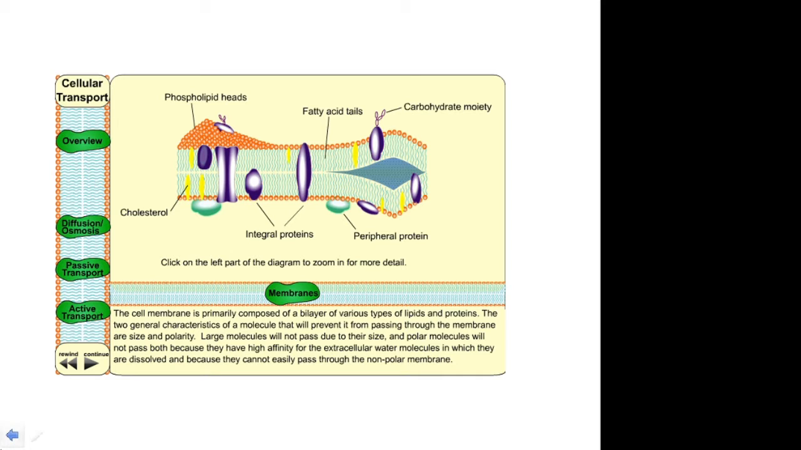This is the schematic diagram of a plasma membrane. The cell membrane is primarily composed of a bilayer of various types of lipids and proteins. The two general characteristics of a molecule that will prevent it from passing through the membrane are size and polarity. Large molecules will not pass due to their size, and polar molecules will not pass both because they have high affinity for the extracellular water molecules in which they are dissolved, and because they cannot easily pass through the non-polar membrane.